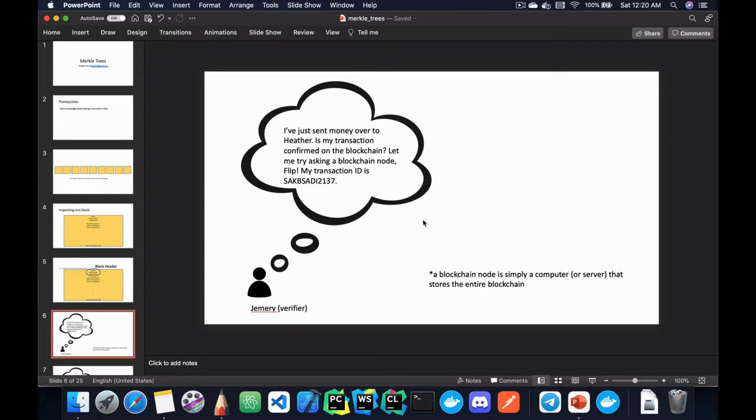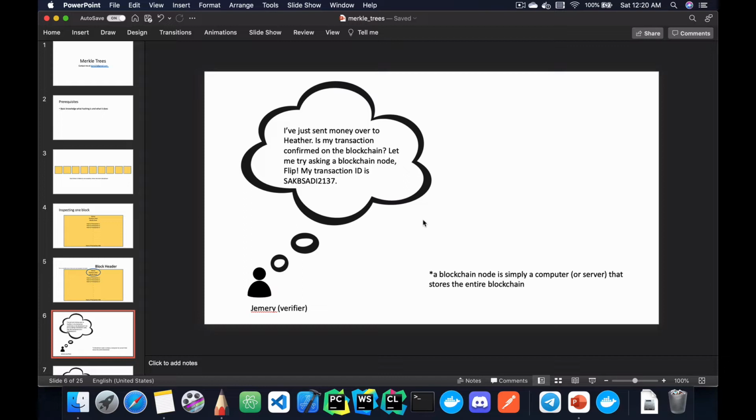Now, let's take a look at this scenario where January is the verifier. So January has just sent money over to Heather, and now he's inquiring as to whether his transaction is confirmed on the blockchain network. He wants to inquire whether the process of subtracting the coins from his balance and the addition of coins to Heather's balance is actually verified and committed to the blockchain network.